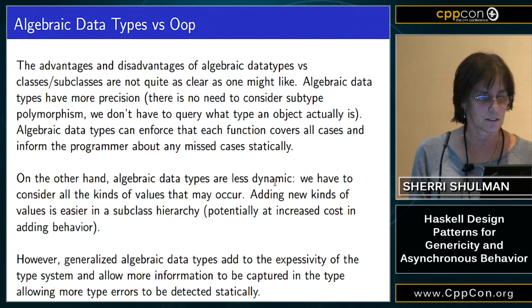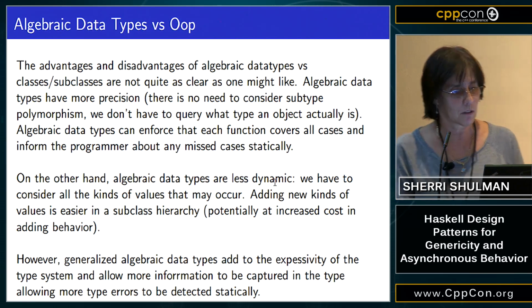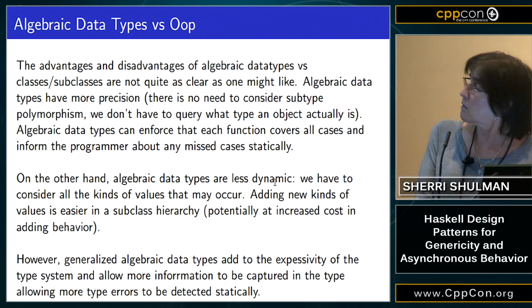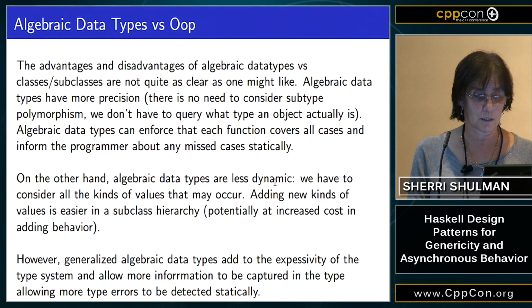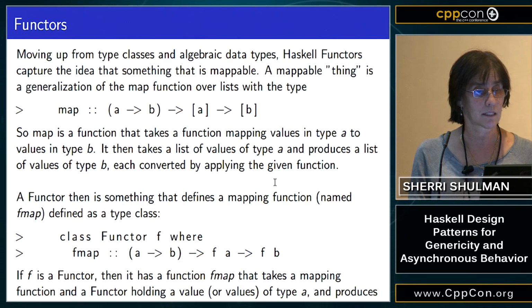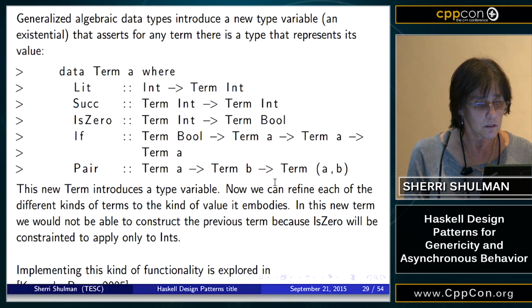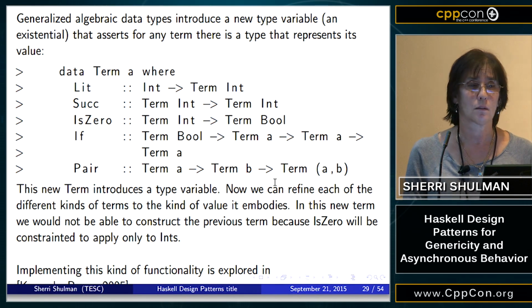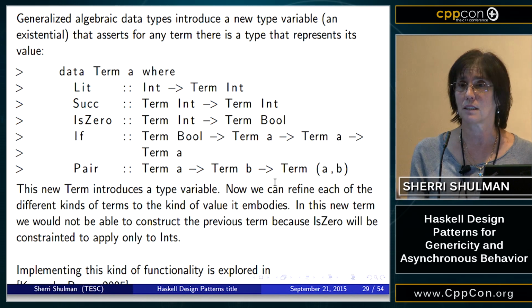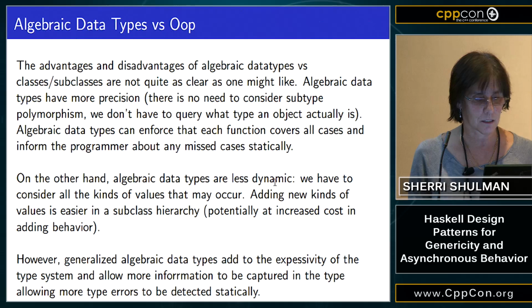Adding new values is easier in a subclass hierarchy, as we were talking about, potentially at increased cost in adding behavior. But generalized algebraic data types add to the expressivity of the type system and allow more information to be captured in the type so that more type errors can be detected statically. So although this is being explored in the object-oriented world, there are a variety of really interesting ideas out there. So again, it's a paper to keep on top of.